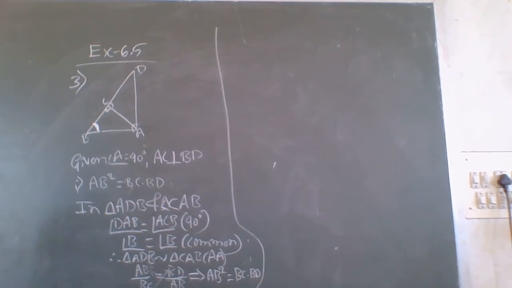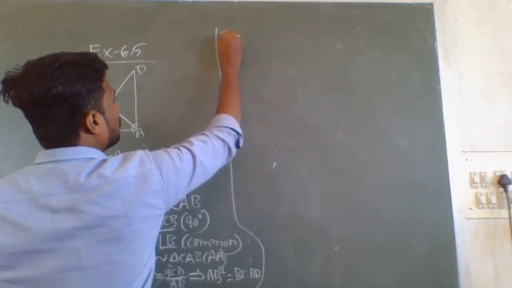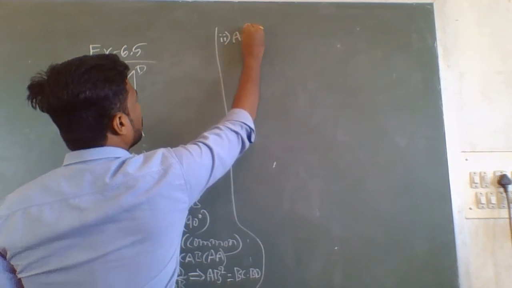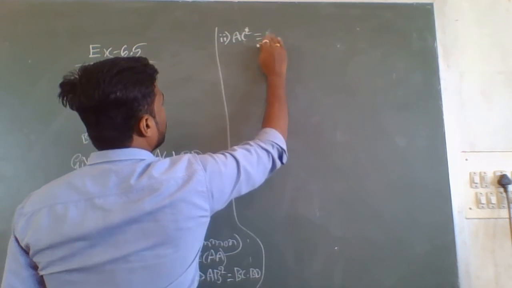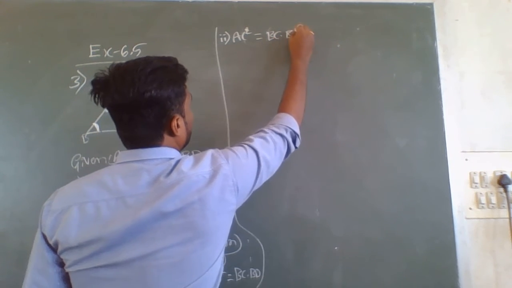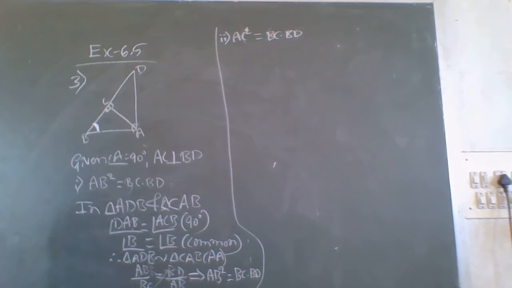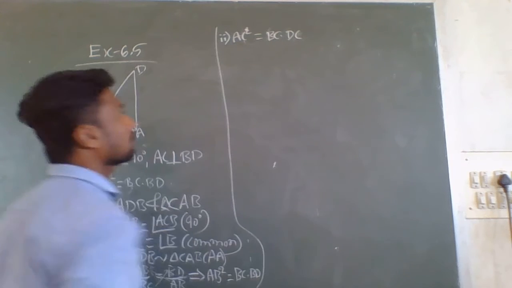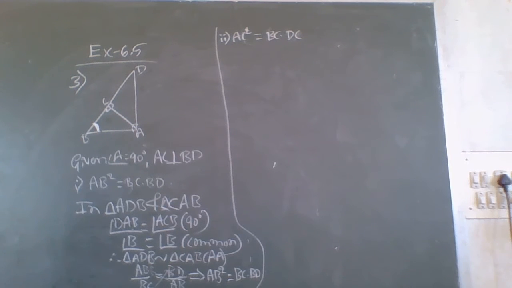In the second one, what is given? In the second question, AC square is equal to BC into DC. Here it is not BD, it is DC. AC square is equal to BC into DC.